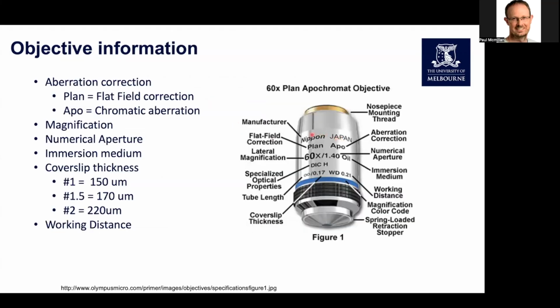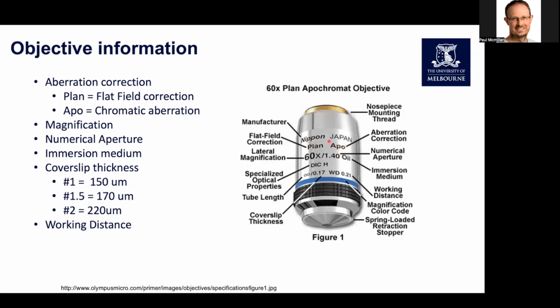So let's start at the very top. We've got the manufacturer here. Next information we've got here is plan APO. So these are aberration corrections on the objective. So plan in this case is a flat field correction. So how evenly in focus is your entire field of view. So on a poorly corrected lens, maybe the central part of your image is well in focus, but as you move away, it's a little bit more blurry.